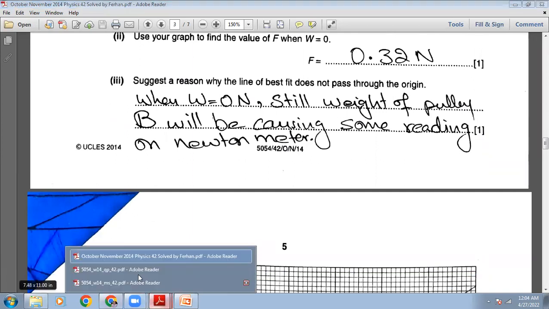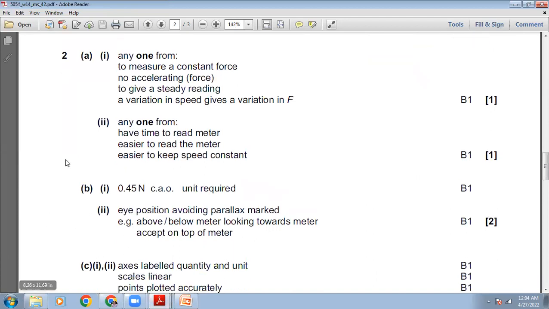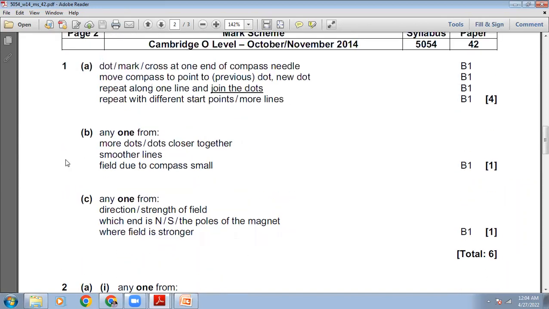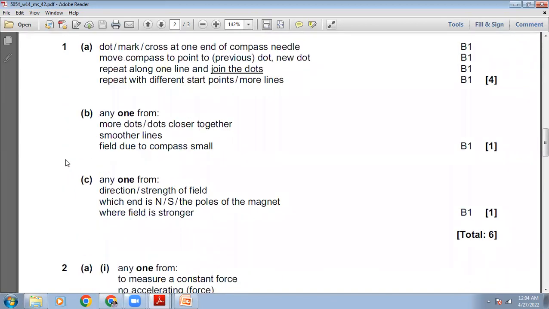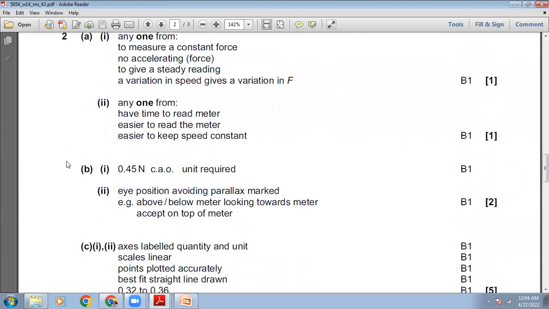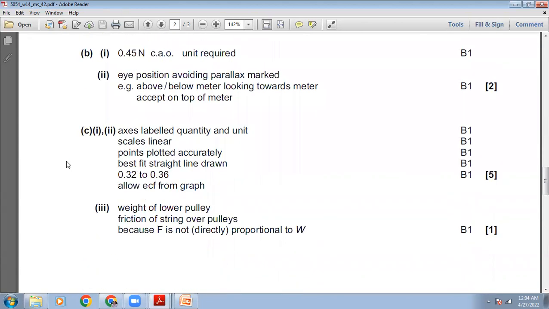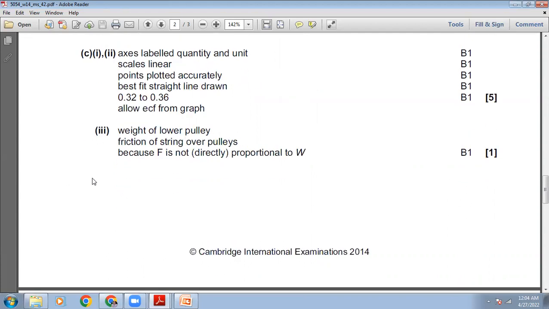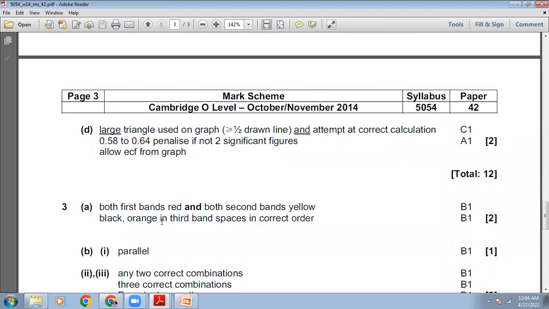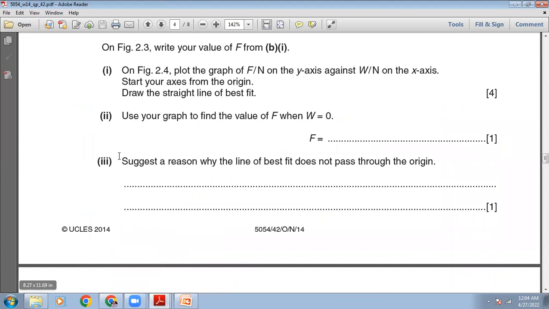So that's my answer. Let's have a look at the marking scheme for this. We are done with the question. Here we are. The axis labeled quantity and unit, scales linear, points plotted accurately, best fit straight line drawn. 0.32 to 0.36, allow error carried forward from the graph. Weight of the lower pulley, friction of the string over pulleys, because F is not directly proportional to W. Okay, so we are done with that. Next question.